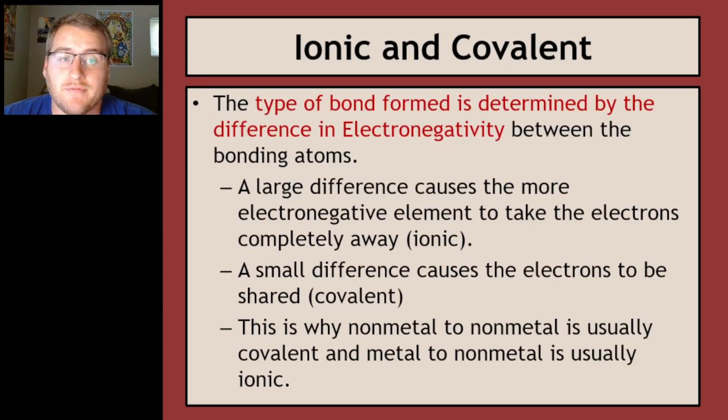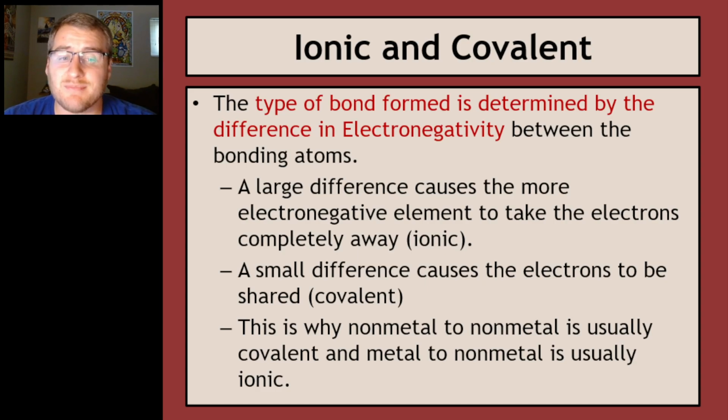All right, the type of bond formed is determined by the difference in electronegativity between the bonding atoms. So, a large difference causes the more electronegative atom to take the electrons completely away. You have one very electronegative atom like fluorine, and one low electronegativity atom like maybe sodium again. That's when you're going to have an ionic bond. One is so much more electronegative. It wants that electron so much more that it's able to completely steal it away from the sodium. And the sodium's chill with that because it wants to lose that one anyways. So that's the sort of situation that leads to a complete transfer of electrons.